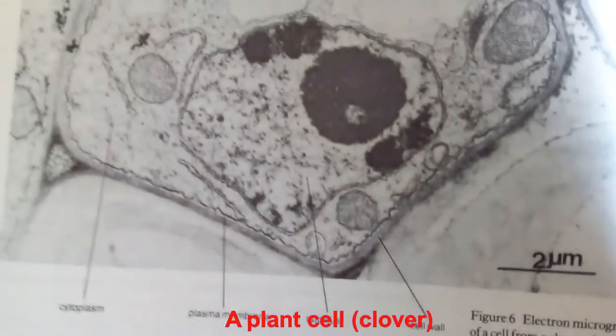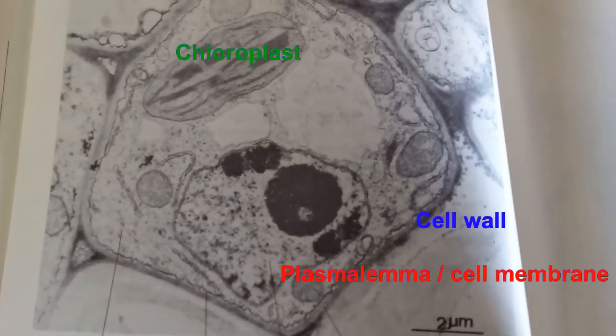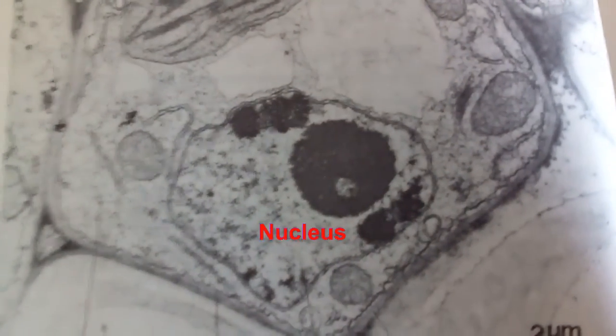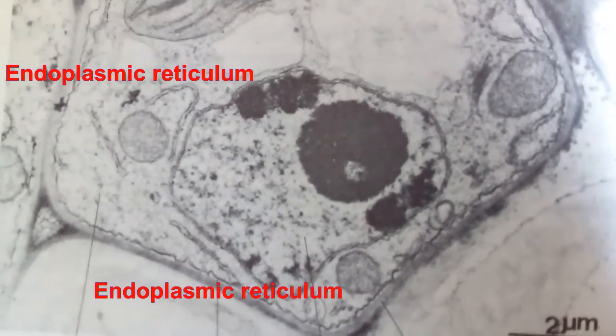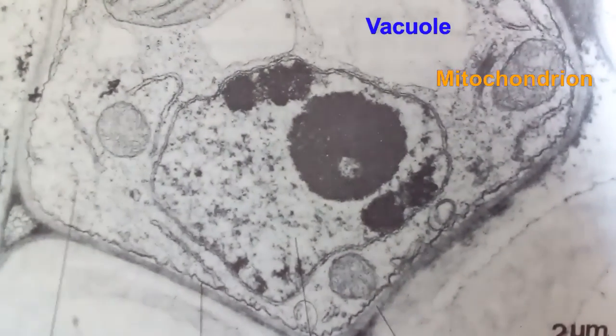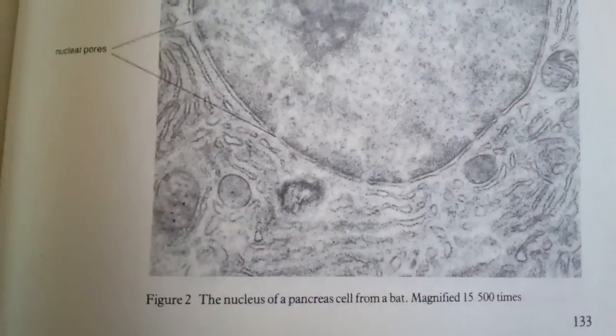This is a plant cell from a clover. You can see there is a chloroplast, but note the plasma membrane is on the inside of the cell wall. There is the nucleus. The endoplasmic reticulum, there are parts on either side of the nucleus, and there is the vacuole and the mitochondria. So these are micrographs of both a plant and an animal cell.